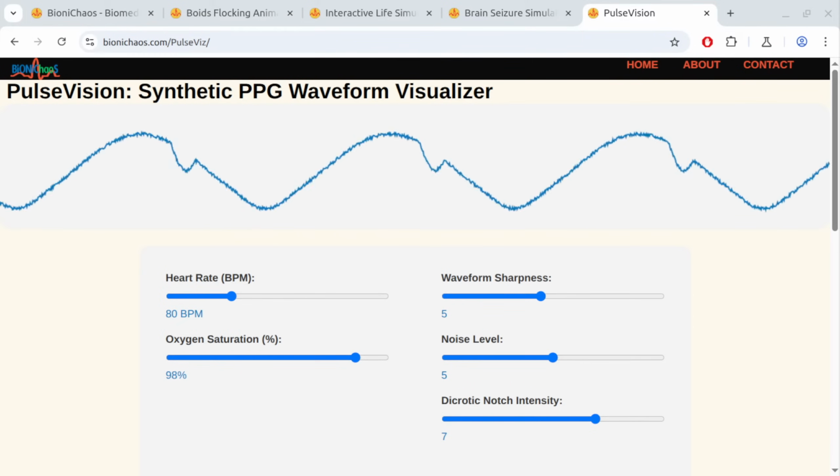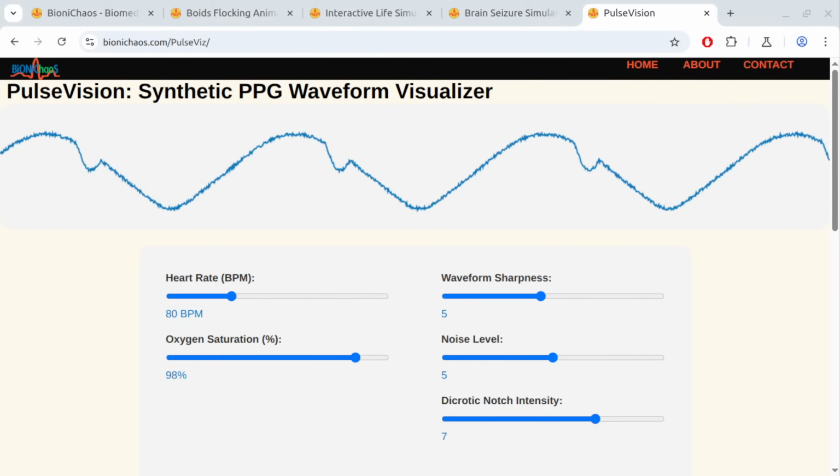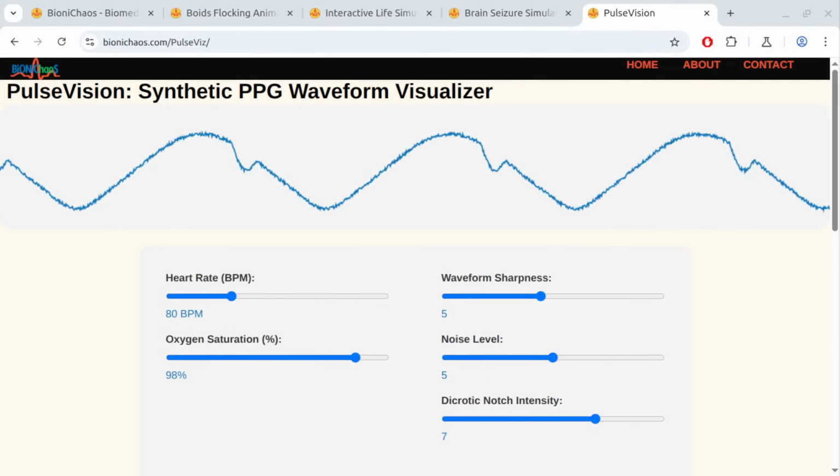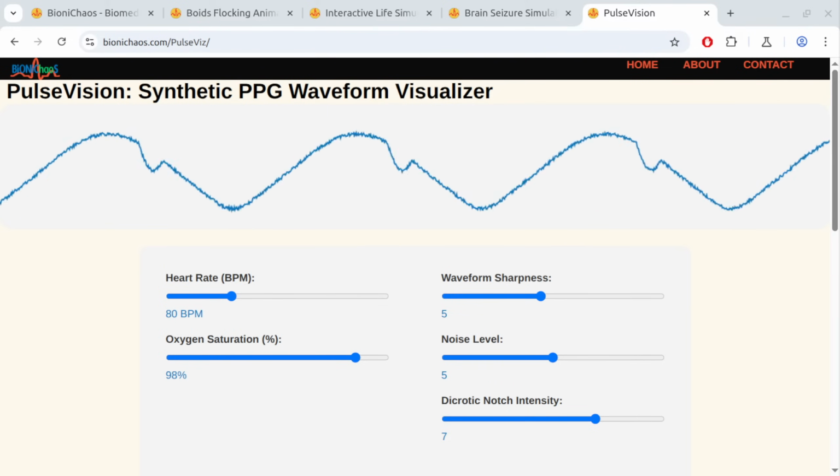Yeah, okay, let's try something else. This synthetic PPG waveform visualizer. Do a short overview of the page.